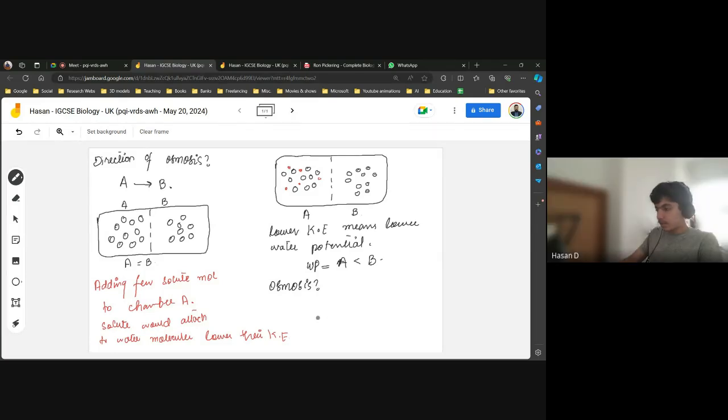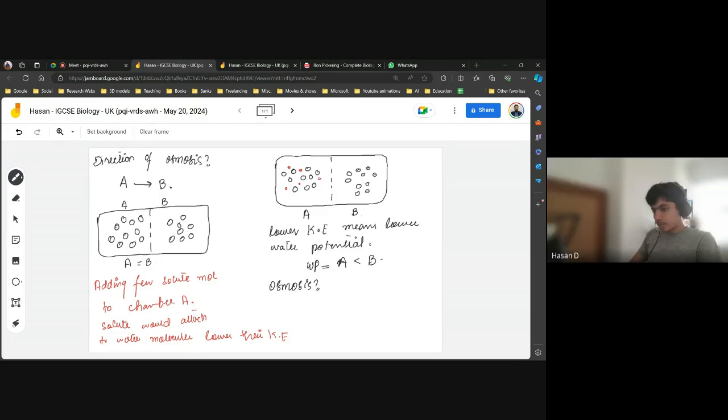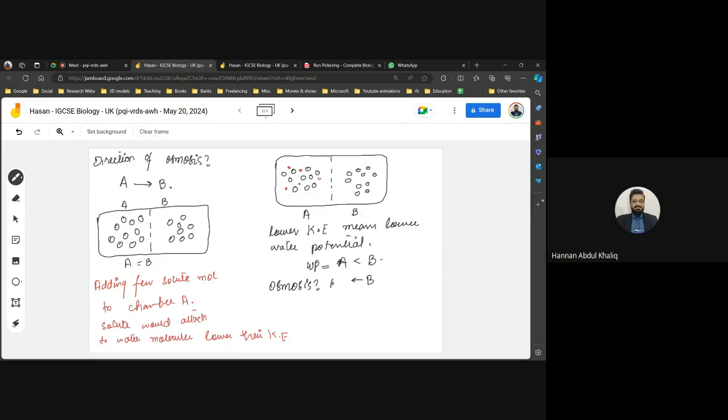It means, what would be the direction of osmosis? The direction of osmosis would be B to A. Exactly. From higher water potential to lower water potential. That's basically the idea of osmosis.